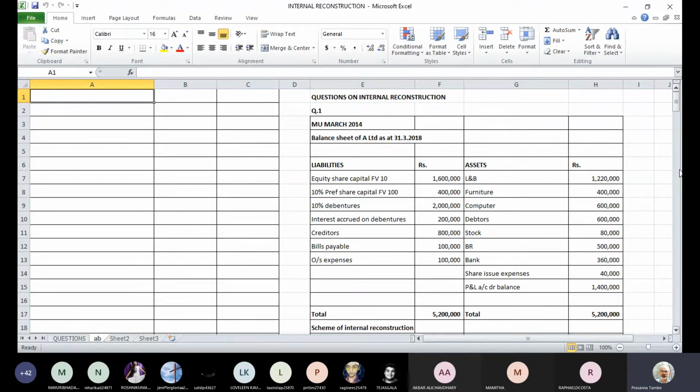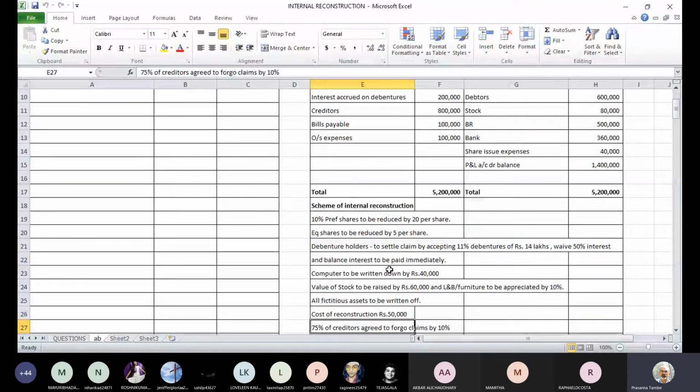Then you have equity capital. Face value of the share is 10 rupees. There is a 10% preference share capital where the face value of the share is 100 rupees. You have 10% debentures also which are aggregating to 20 lakhs rupees. Then you have interest payable on these debentures, which is part of your liabilities. Then creditors, bills payable, and some other outstanding expenses.